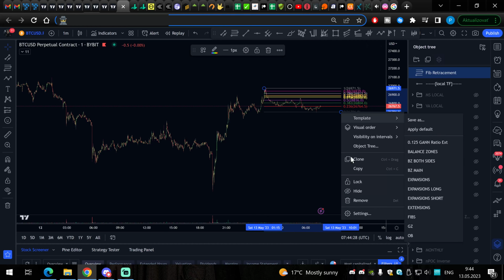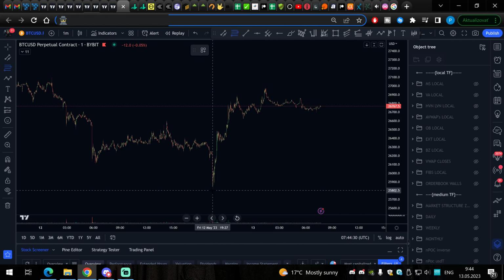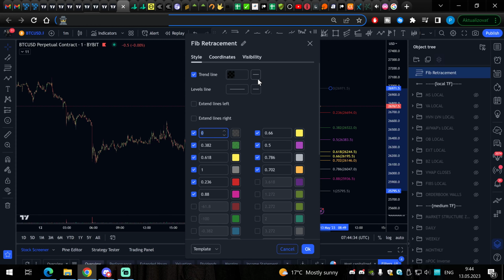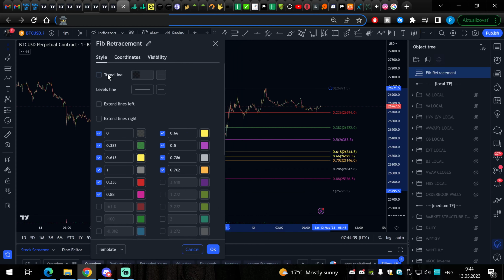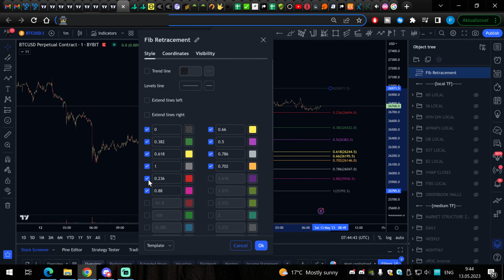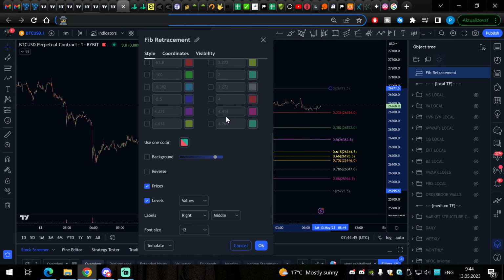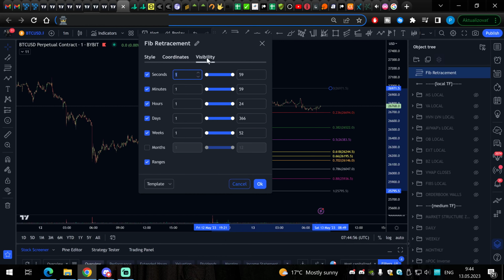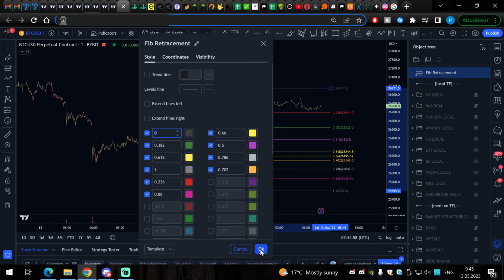Let me show you the levels and the settings. So these are my settings. Trend line is turned off, you can fade it. Here are the settings. No background, labels right and in the middle, font size here. Visibility is fine.